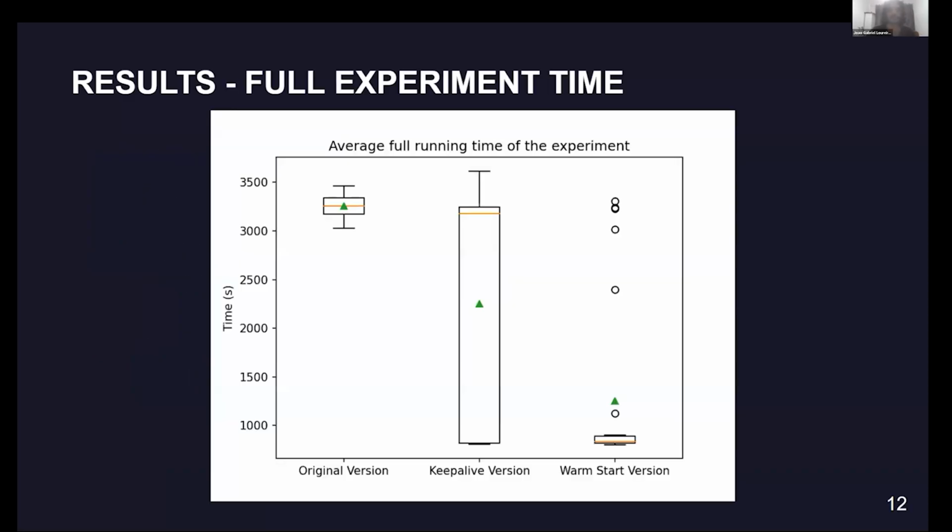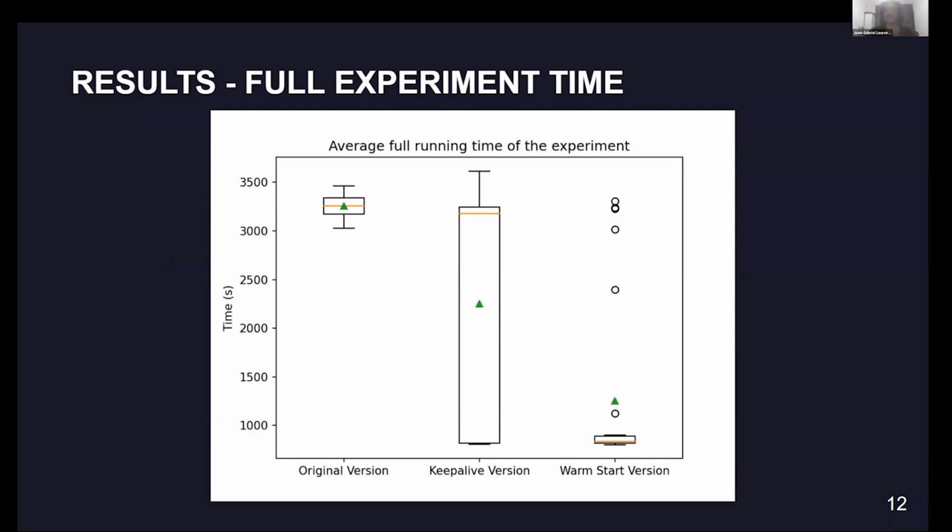And regarding the full experiment time, to illustrate a little bit better, I have this box plot, and we can see that while with the original version the workflow takes almost an hour to complete, the Wormstar version makes it so that it's completed in about 1,000 seconds. And we can also see that the Keep Alive version has some good performance, but it has a huge variance, with some executions being as slow as the original and some being as fast as the Wormstar version.